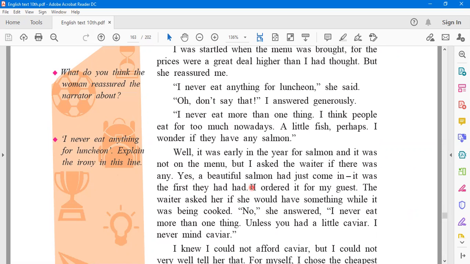Now, in very big restaurants, the salmon is kept in an aquarium, in a fish tank. You can choose which one you want to be cooked, and they will have it cooked. So I ordered it for my guest. The waiter asked her if she would have something while it was being cooked. Now, for example, in Indian restaurants, when we go to have food, especially at lunchtime, we order some starters or some masala papad or something like that. So the waiter asked her, would you like to have something while your salmon is getting cooked?